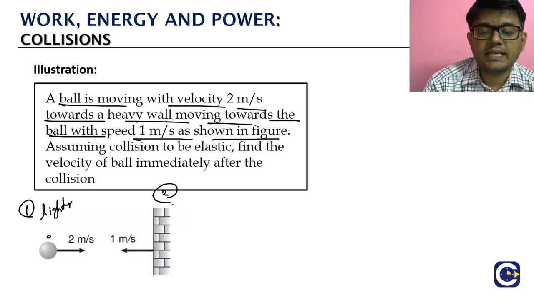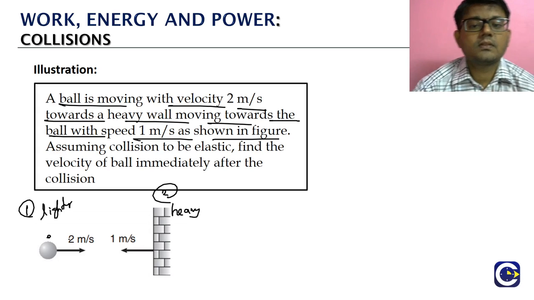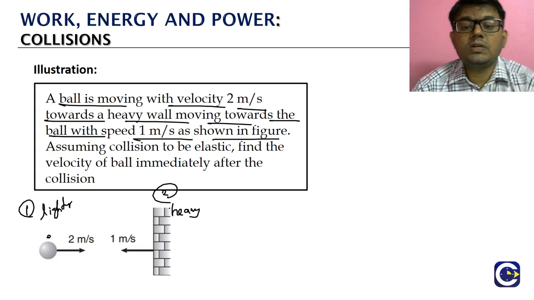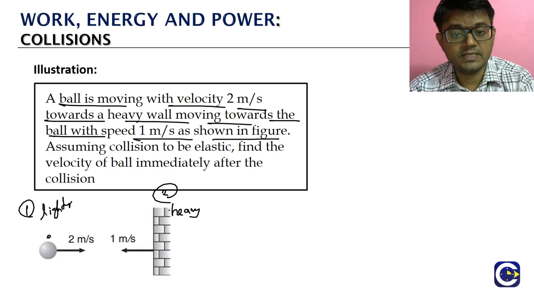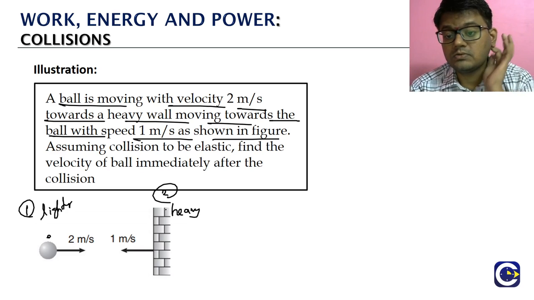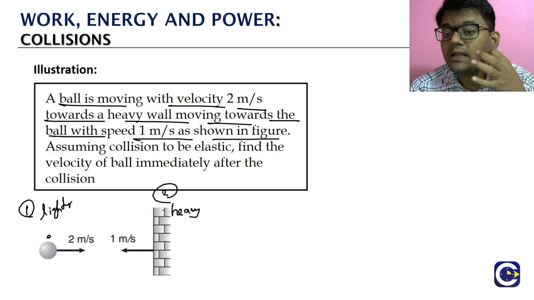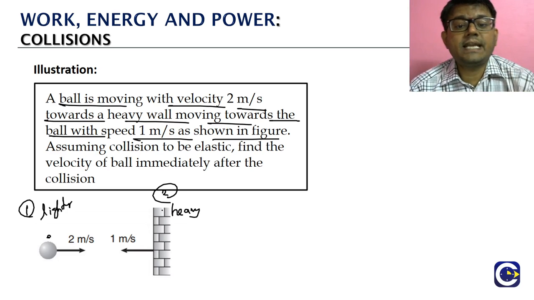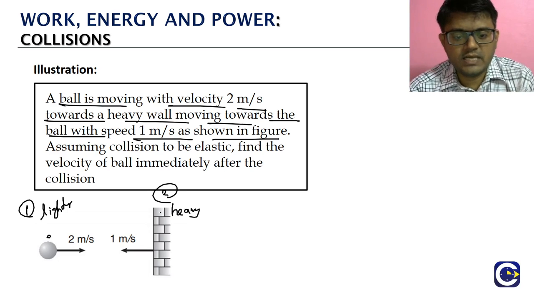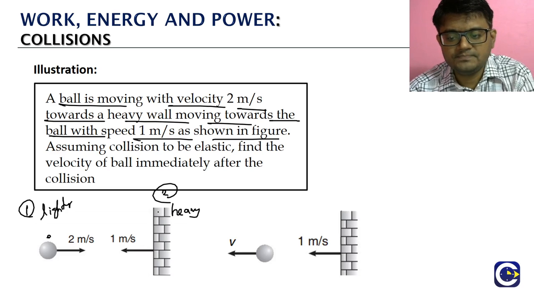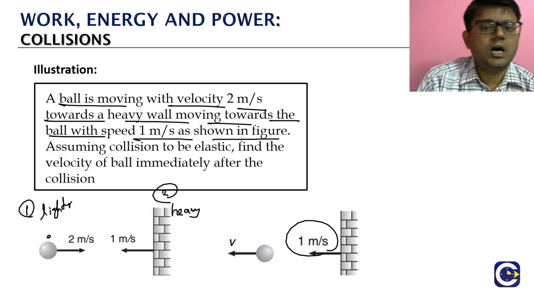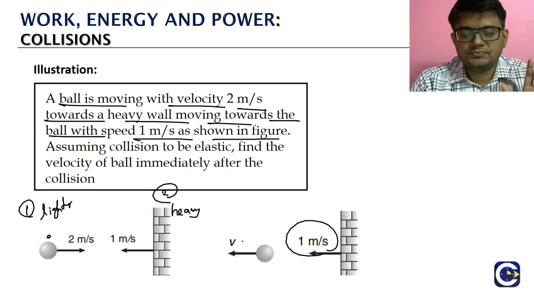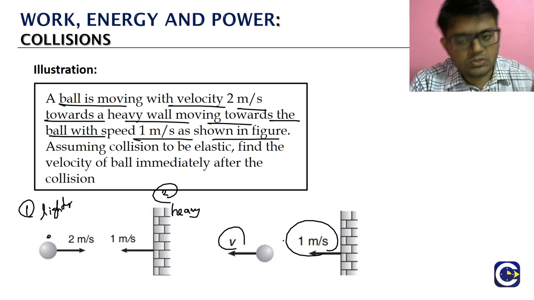Okay va? This is heavy. So after the collision, what is the thing that we know? The velocity of the heavier body does not change. Only the velocity of the lighter one will be changing. So if you look at it, after the collision the heavy object's velocity does not change, it stays the same; only the lighter object's velocity changes.